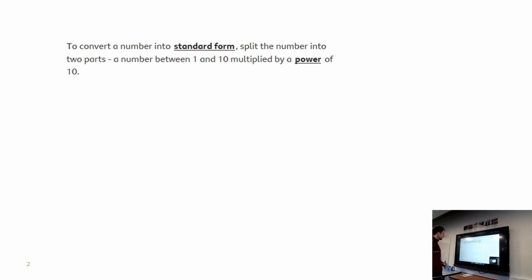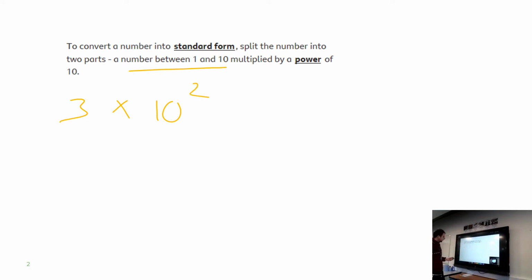Okay, so standard form is basically made up of two parts. The first part is a number between 1 and 10, and the second part is a power of 10. So, for example, 3 times 10 raised to 2.